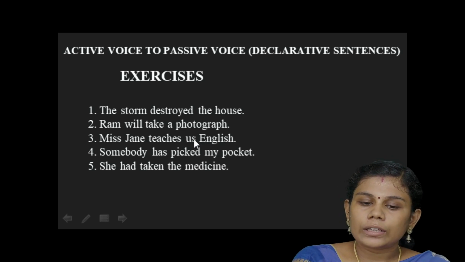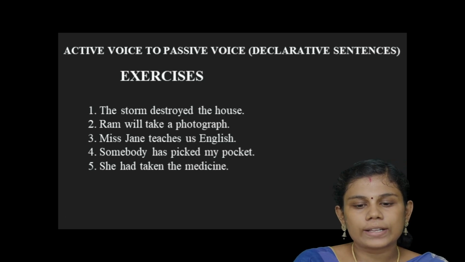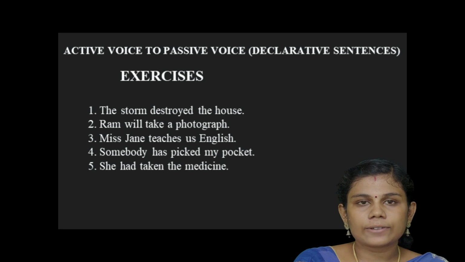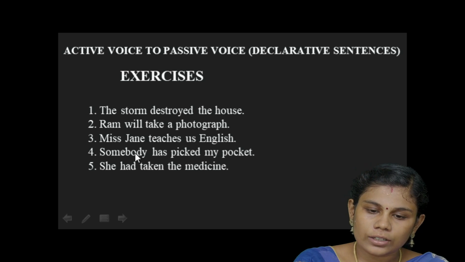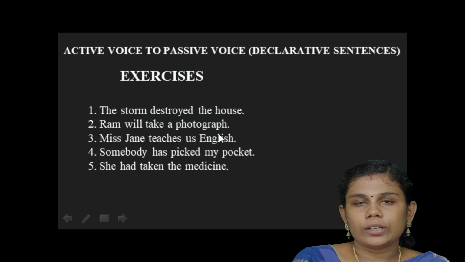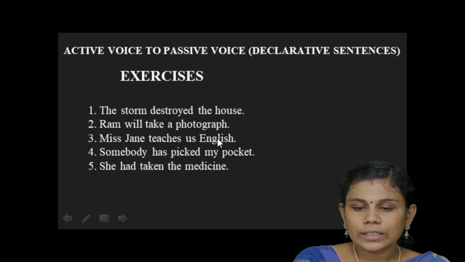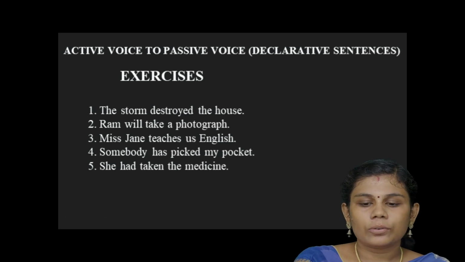So if a sentence has two objects, we can expect two answers. Okay, first we will discuss the first answer. We can take English as the first part. So how it comes: English is taught. Teach should change into taught. So English is taught to us. Here us should come as to us, by Miss Jane. This is one answer: English is taught to us by Miss Jane.